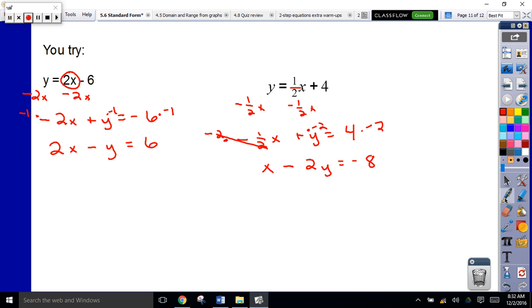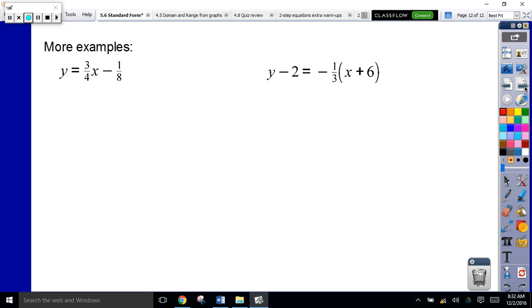Okay, any questions about that I didn't catch as I was walking around? Okay, let's look at the additional examples. The next example is unique in that it has two fractions. Actually, I'm jumping ahead of myself.